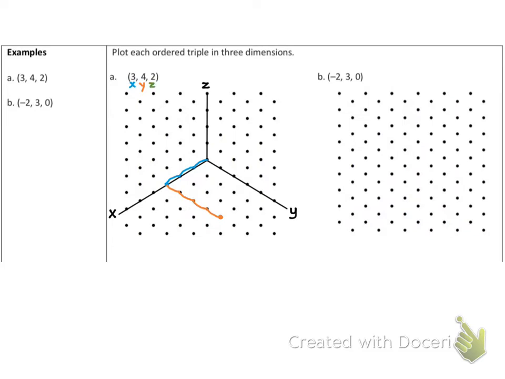Well, positive z is up. So from here we're going to go up 1, 2. Once we're done, and we've done all of x, y, and z, this is our point. So all of the other blue, orange, and green is like how I'm moving my pencil to actually plot the location. So there's our ordered triple right there. So that is 3, 4, 2.